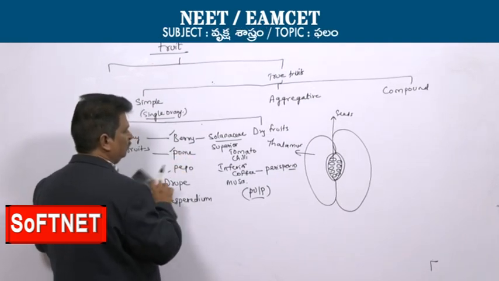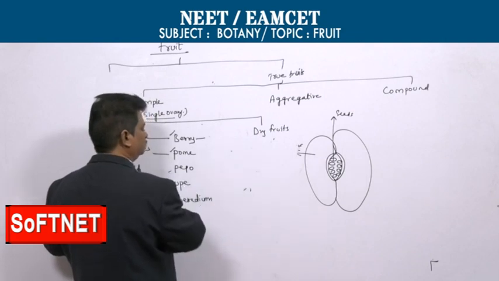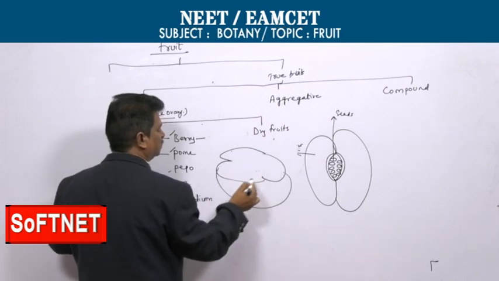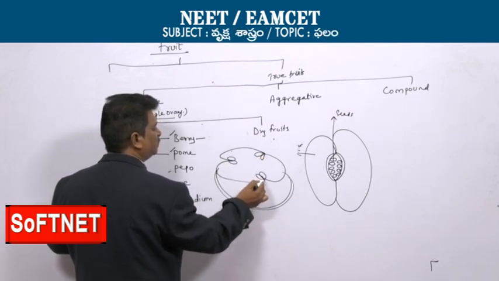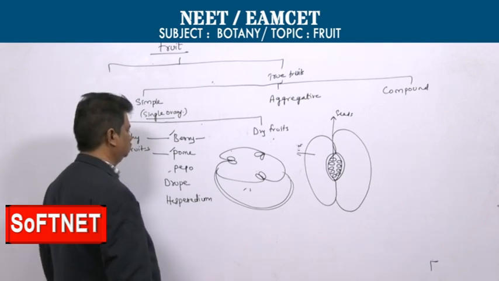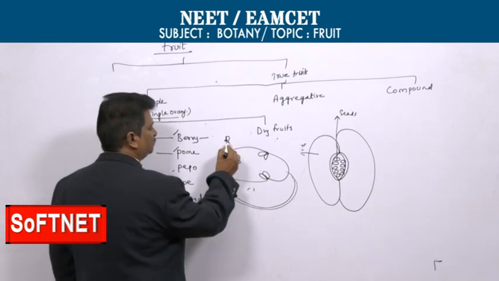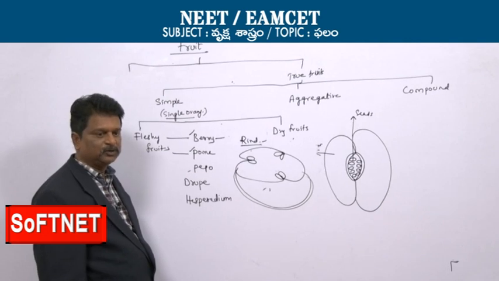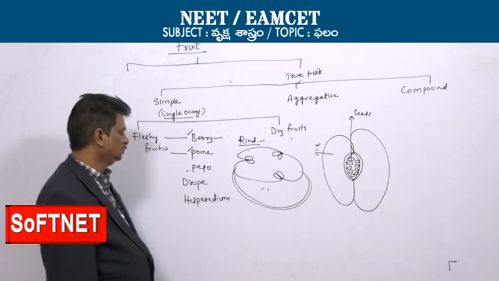Next one, pepo. Pepo is the characteristic fruit of Cucurbitaceae. The fruit is developed from a tricarpellary, syncarpous, unilocular ovary with parietal placentation. In pepo, the epicarp fuses with the thalamus and forms the rind. Then the mesocarp is fleshy and the endocarp is edible. Example is Cucurbita.